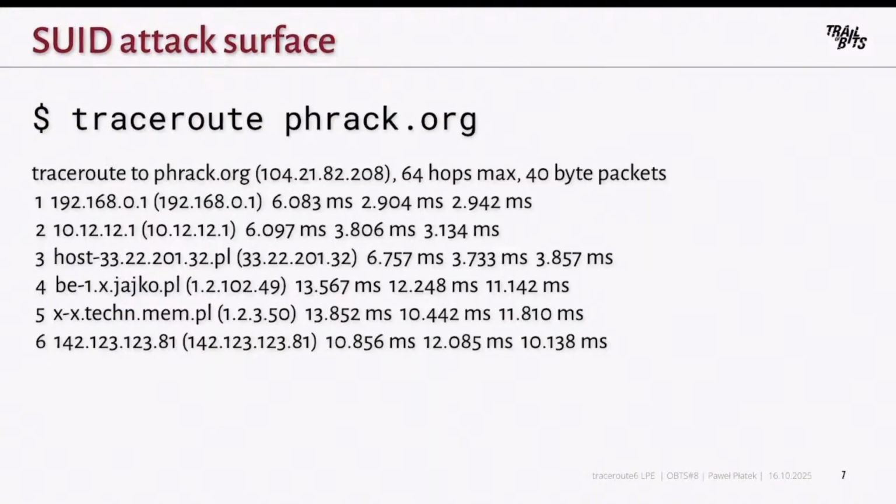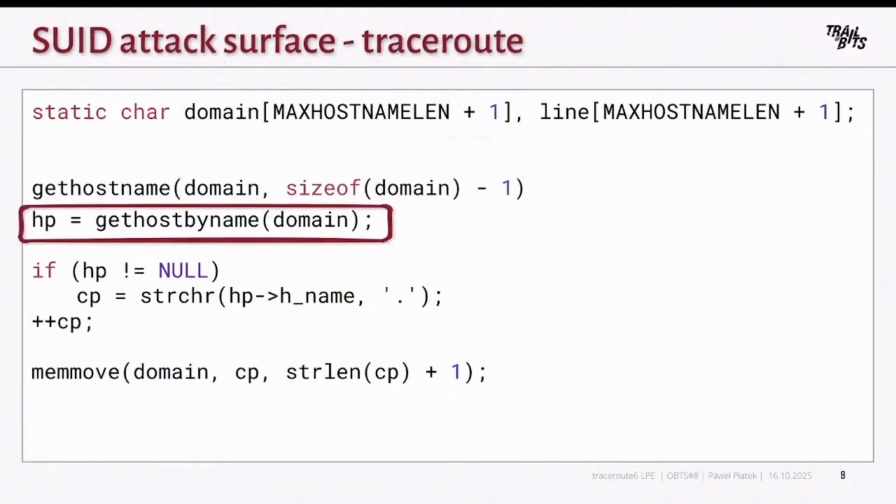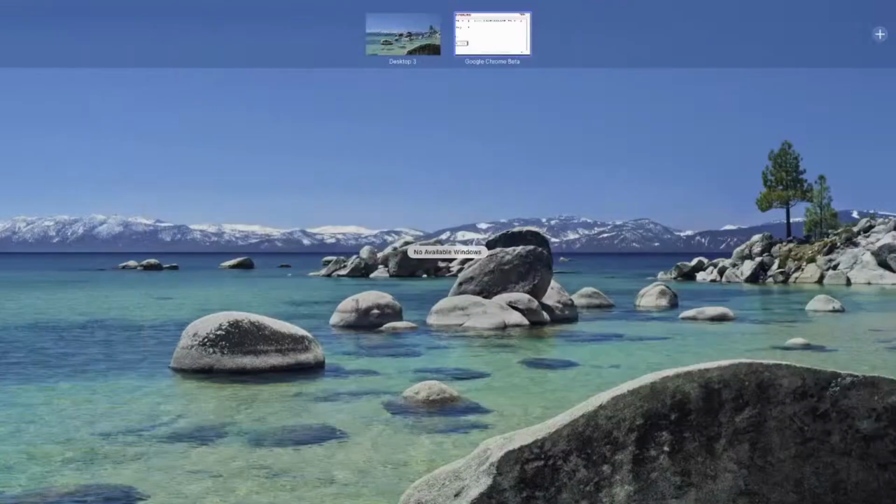Traceroute is that well-known network utility that shows network paths to some hosts. And this is the interesting function, simplified. You can see the domain buffer of 256 bytes, and a gethostbyname function is called from the standard library, and the resolved domain is copied to the allocated buffer, and there are no overflow checks. So I figured maybe the gethostbyname function may return more data than it should, and let me try to show that on the virtual machine.